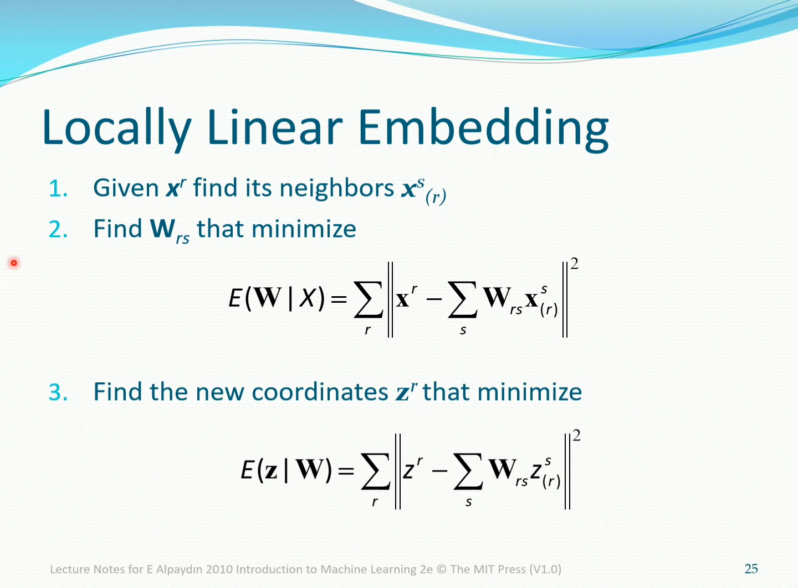Locally linear embedding. Given x^r, it finds its neighbors x^s(r), finds W_rs that minimizes E(W | X) = Σ_r |x^r - Σ_s W_rs x^s(r)|², and finds the new coordinates z^r that minimize E(z | W) = Σ_r |z^r - Σ_s W_rs z^s(r)|².